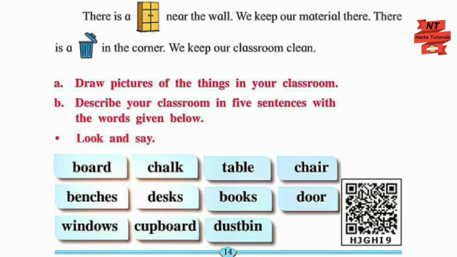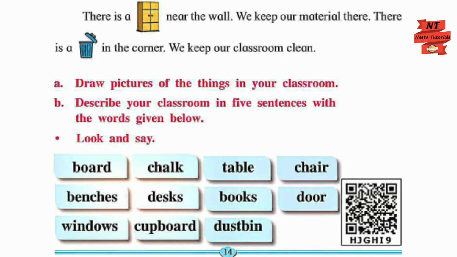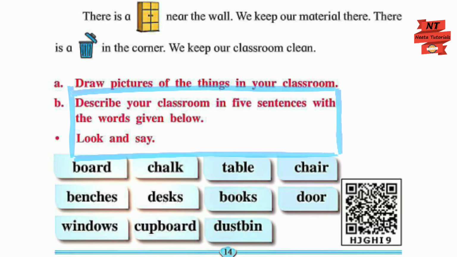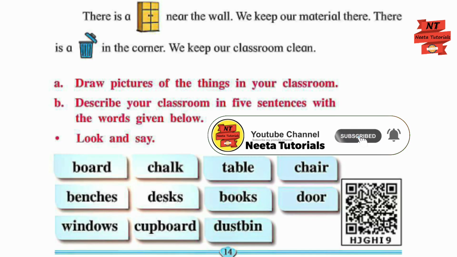Got it, children? Below you have two assignments. The first one is draw pictures of the things in your classroom. And the next one is describe your classroom in 5 sentences with the words given below. So let's read the words first. Board, chalk, table, chair, benches, desk, books, door, windows, cupboard and dustbin. So you are going to use these words in framing your sentences.